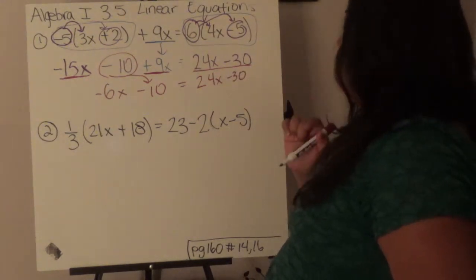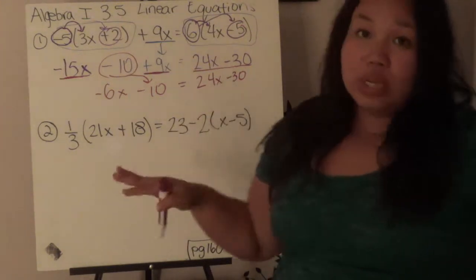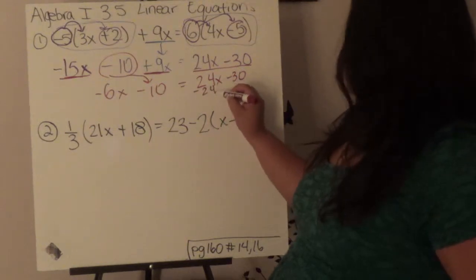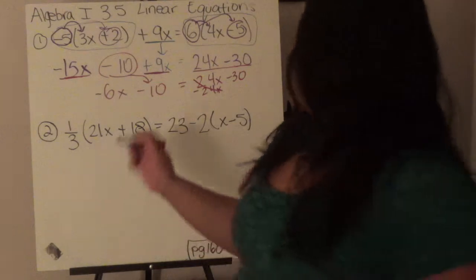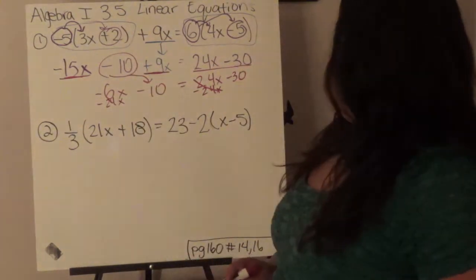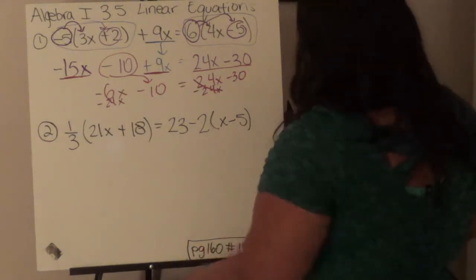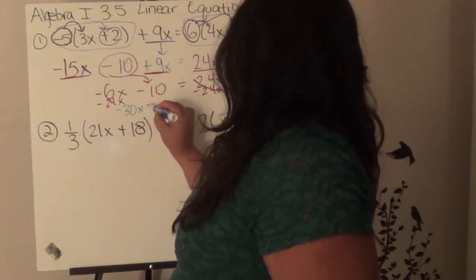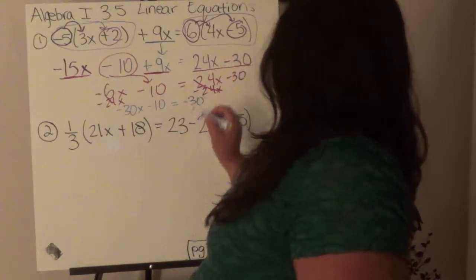My next step then is to bring all of the x's on one side. So the opposite of positive 24x would be negative 24x, canceling this side. And again, what I do to one side, I have to do the other. So this gives me a negative 24x that I also have to include. So negative 6x plus negative 24x gives me a negative 30x minus 10 equals negative 30.